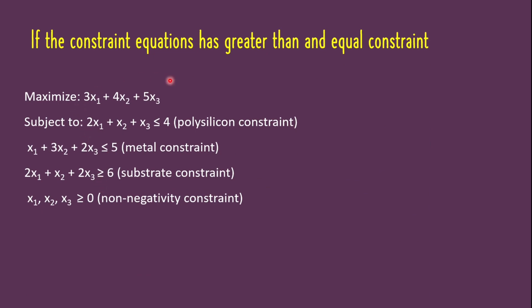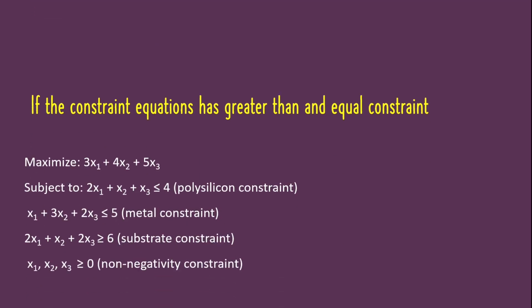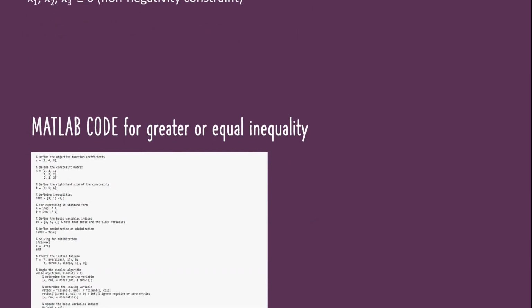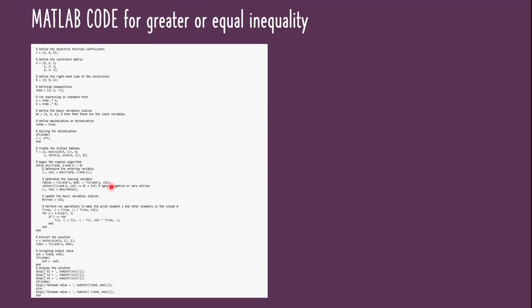So there is a query of what will happen if the constraint equations have greater than or equal to any constant. So let's change this constraint into greater than constant. We need to write a MATLAB code which converts all the constraints into a standard form. All the constraints need to be in less than or equal to form to solve this simplex problem by using this code. Okay, so let me show you the code.